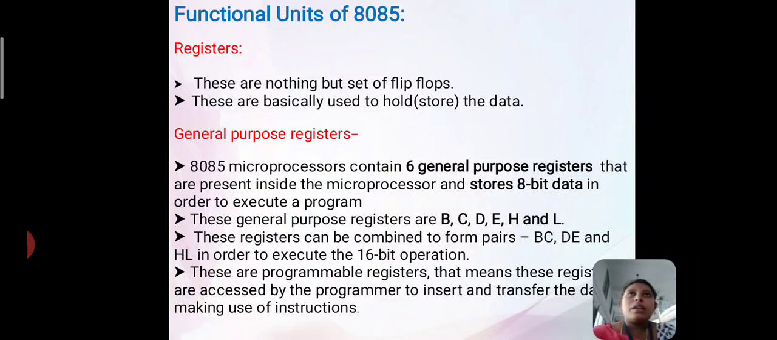These are generally 8-bit registers. If we want to execute a 16-bit operation, these registers are combined to form pairs like B, C, D, E and H, L for its execution. Next, these general purpose registers are programmable registers. Programmable register means these are accessed by the programmer for inserting and transferring the data while making use of the instructions. So these are the general purpose registers.